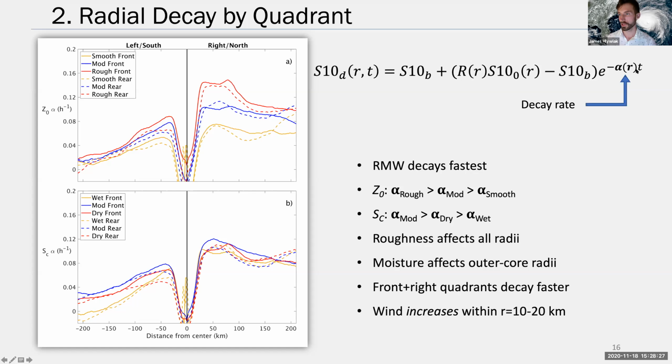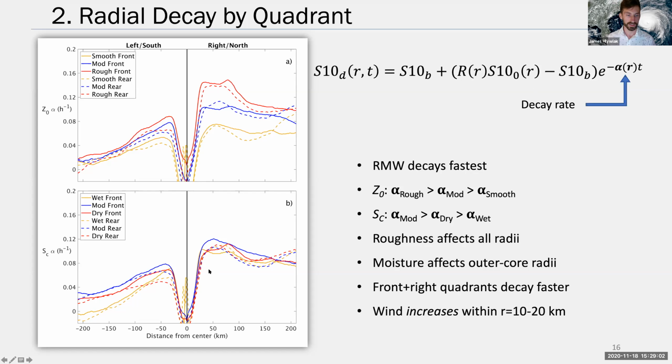So that function is here. The important part of this function is this alpha. So alpha is the e-folding decay rate. And I've plotted alpha for the Z0 cases here and for the SC cases here. So larger alpha means a faster decay rate, essentially. So we see that the radius of maximum winds, the strongest winds, decay the fastest. And at least for Z0, these inner core winds, and to an extent the outer core winds, are pretty sensitive to Z0. So decay increases for increasing roughness, and decreases for the smooth case.